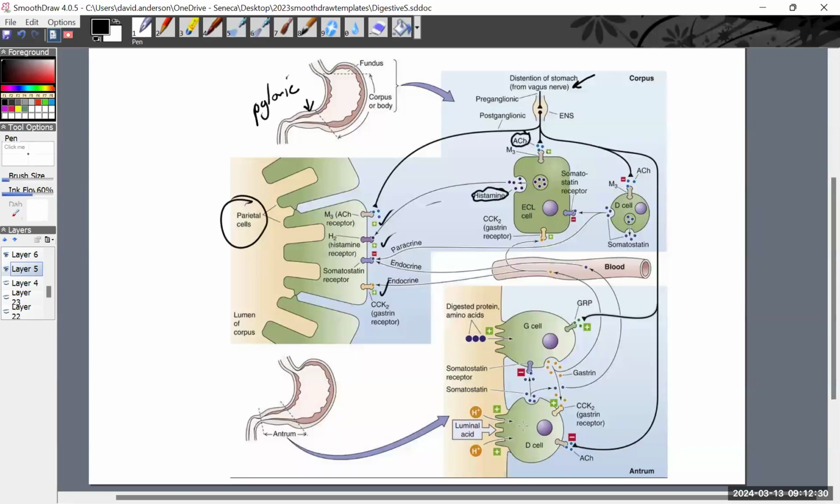Our D cell is otherwise known as our delta cell. So it's going to be inhibited. The delta cell is actually inhibited by ACH, and that makes sense because the delta cell makes somatostatin. The vagus nerve is interested in encouraging secretions from the stomach, so it's going to do everything it can to stimulate. So it stimulates the ECL cell. It's going to stimulate the parietal cell, but it's going to inhibit the delta cell. We see that okay?